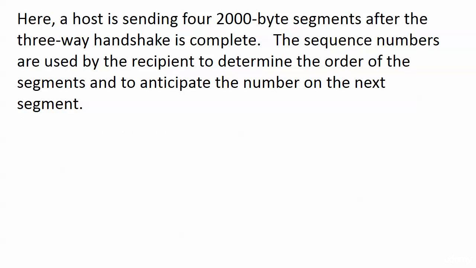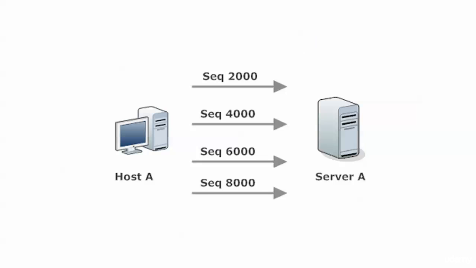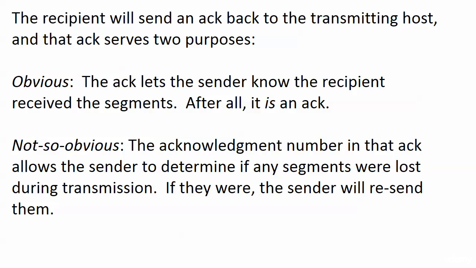And what I'll show you in a moment is our host is sending four 2,000 byte segments after the three-way handshake is complete. And the sequence numbers are actually used by the recipient to determine the order of the segments and to anticipate the number on the next segment. And I will say right up front, your TCP sequence numbers are not going to be this neat. They can have 7, 8, 9 numbers, but for our theory, I want us to stick with something a little bit friendlier. So your host could send 4 segments over to the server, and it's got 4 sequence numbers, 2,000, 4,000, 6,000, 8,000. We can certainly figure out what the next one's going to be.